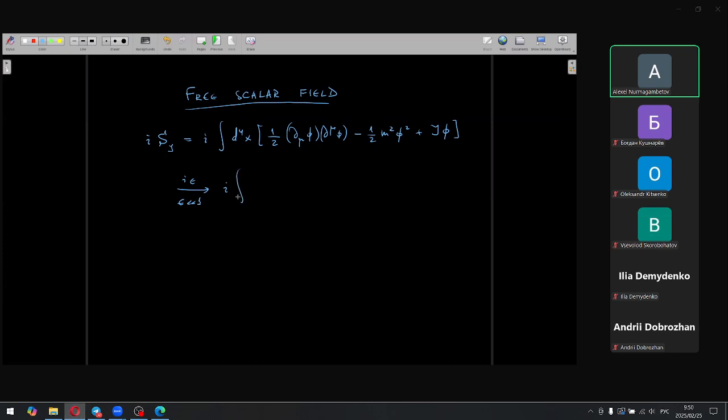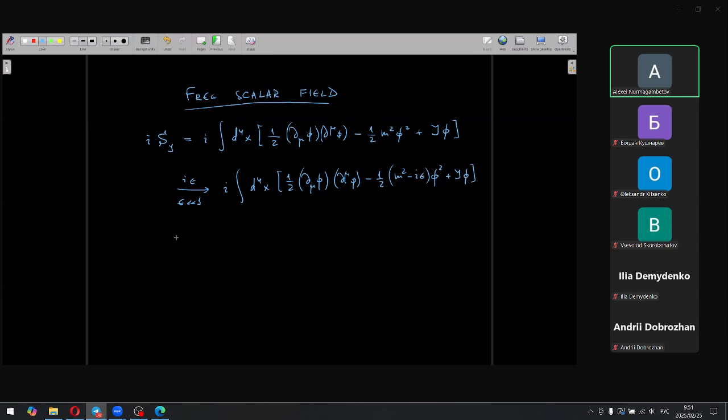I have the integral over d4x of half of d mu phi d mu phi minus half of (m square minus i epsilon) phi square plus j phi.